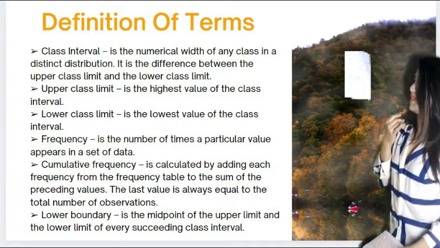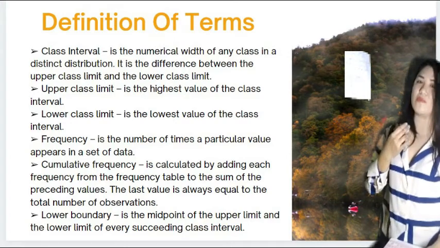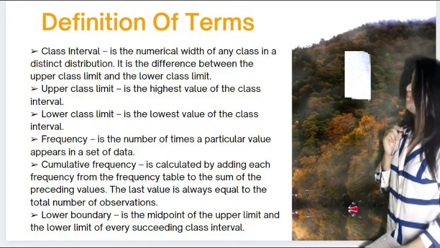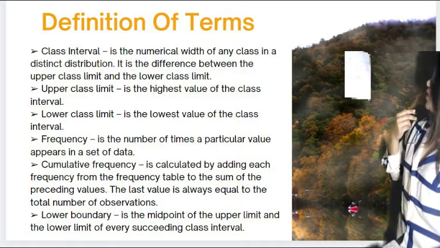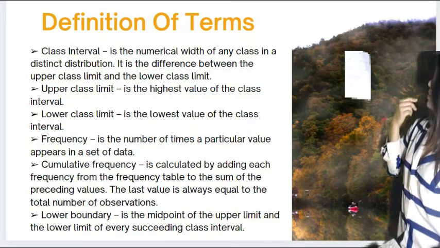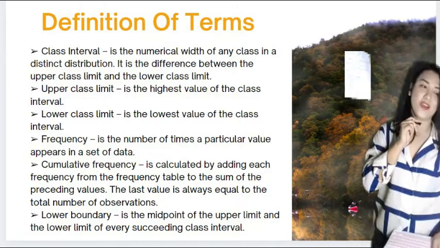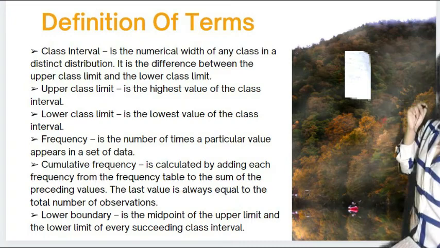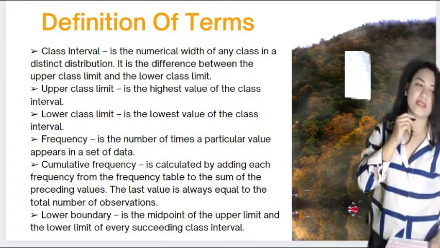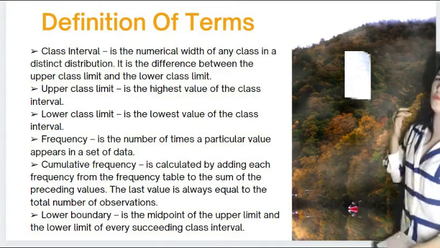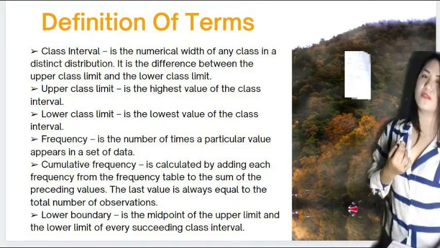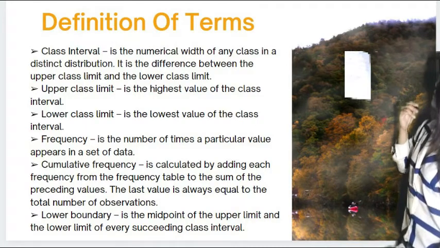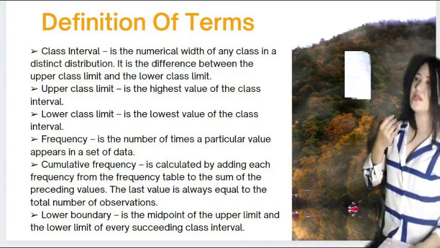Alright, let's start with the class intervals. When we say class intervals, it is the gap between two values, the higher value and the lower value, right? But in the right term, we call class intervals the numerical width of any class in a distribution. It is the difference between the upper class and the lower class value. And what do you call the upper class value? Well, the upper class value or upper class limit is the highest value in the class interval.